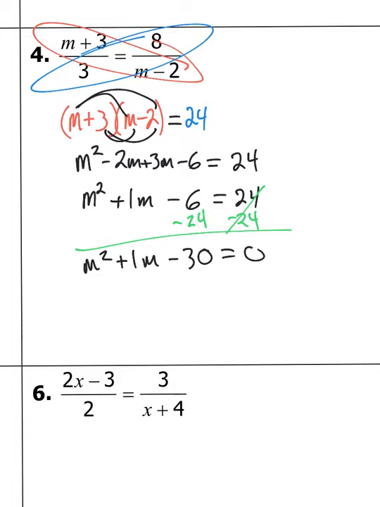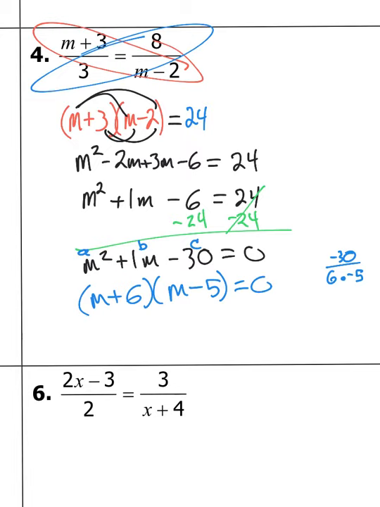With a quadratic set equal to 0, now I can factor and ask, what are my factors of C that add up to B? Because my A is a 1, so I'm allowed to just figure out what are my factors of C that add up to B. Okay, so I would get (m plus 6)(m minus 5). So what m values would give me 0? This would be m equals negative 6, and over here m equals 5.